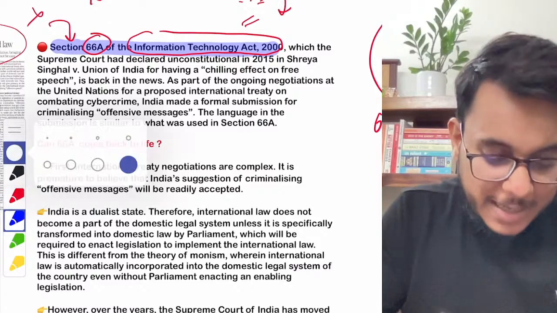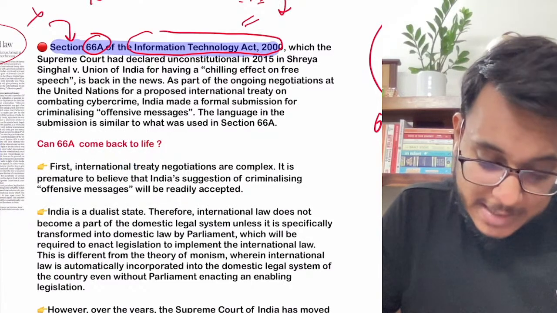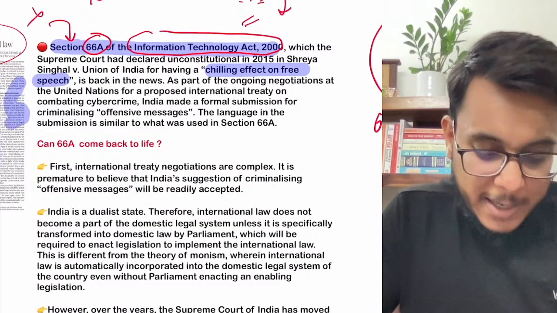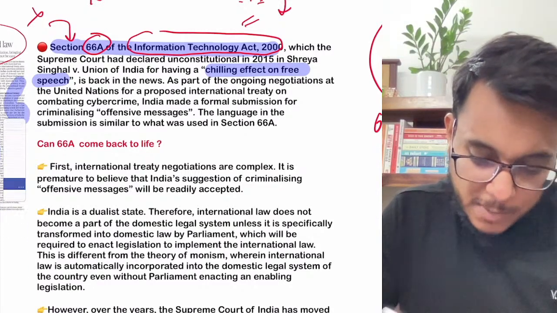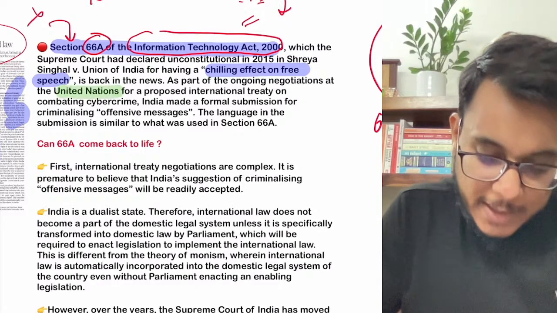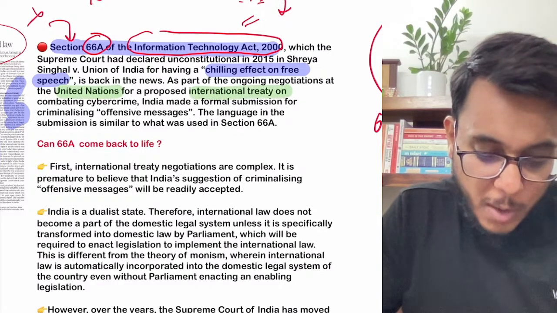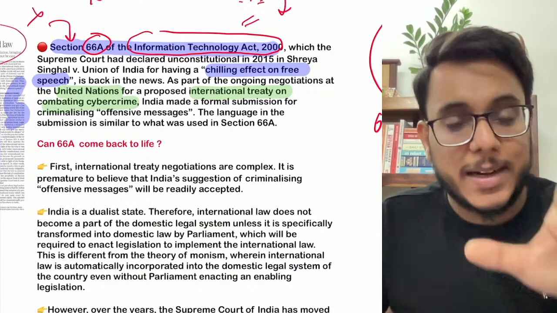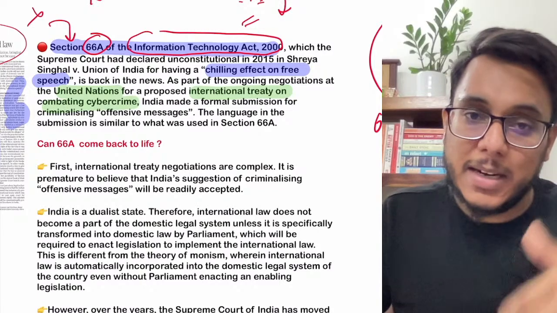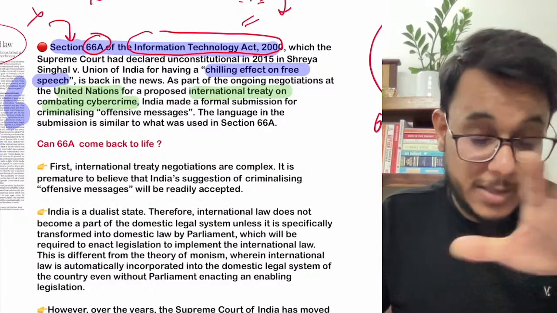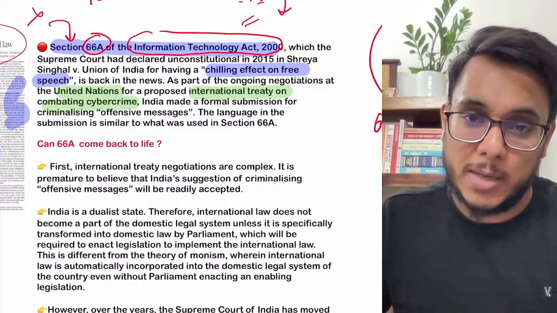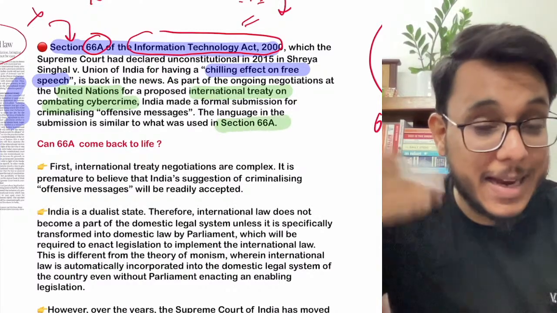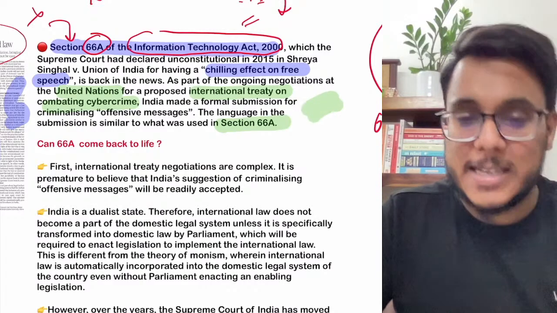The Supreme Court even said that Section 66A has a chilling effect on free speech. Now it is again back in the news. Why, guys? Because India is proposing an international treaty at the United Nations for combating cybercrime. And in the treaty that India is suggesting, it has been said that offensive messages should be made punishable. So it is nothing but a backdoor entry of Section 66A again in the international arena.